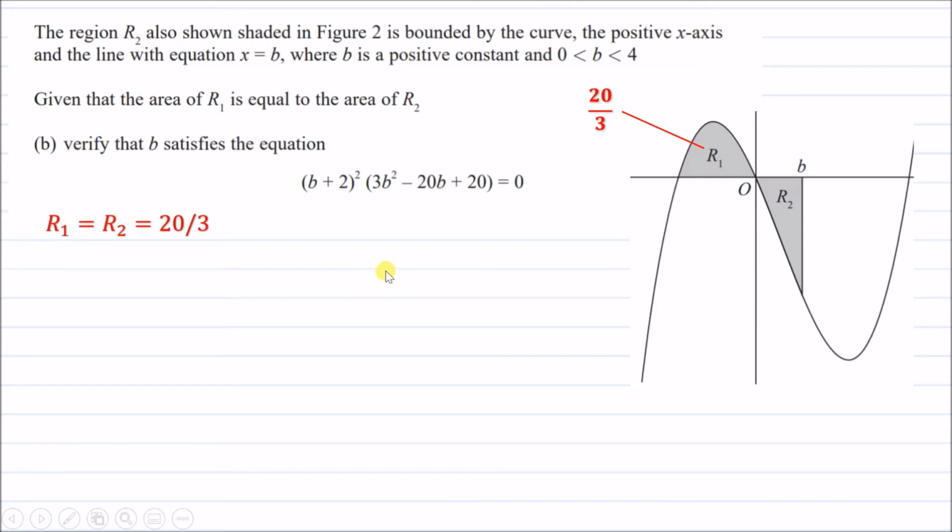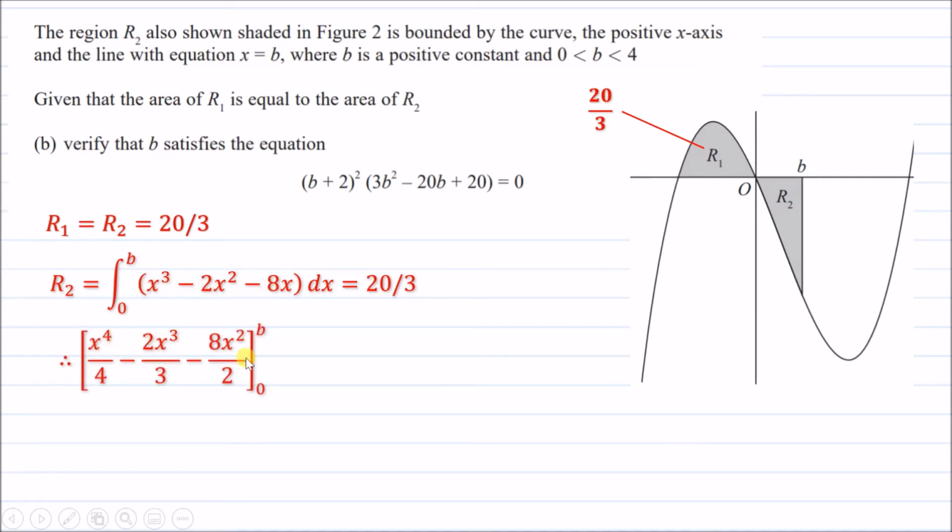But let's just think about how to get there. Now, they told us that the area of R2 is equal to the area of R1. How about we just find the area of this using integration from 0 to b instead. So doing the same thing, using the same expression, we integrate from 0 to b of that equation, which we've seen, the cubic one, and it should give you 20 over 3. Well, if we use the same method and integrate it step by step, you get x to the 4th and so on.